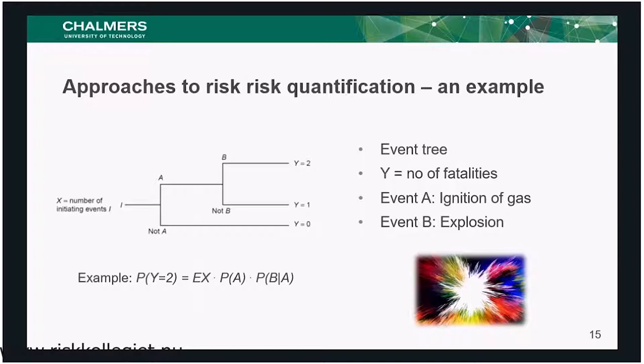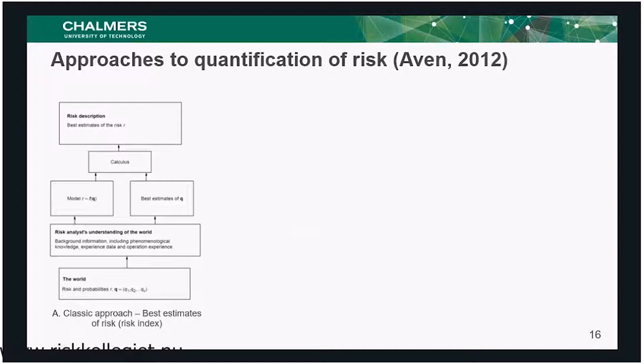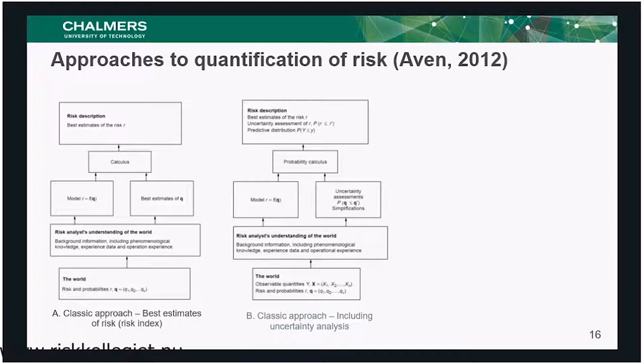And Aven writes about different approaches to doing this. We have the classical approach, the classic approach, where we look for best estimates of this risk. That has developed into what is called a more probabilistic approach of risk assessment, where we try to assess uncertainties about this risk calculation. So the classic approach, including uncertainty analysis, is one way of doing it, trying to put uncertainties on both probabilities and the consequences or the outcomes of that risk calculation.